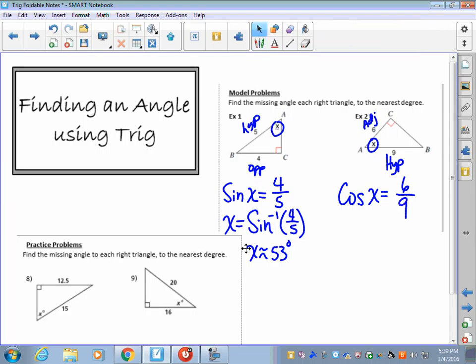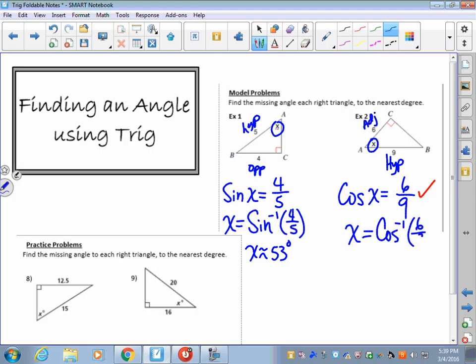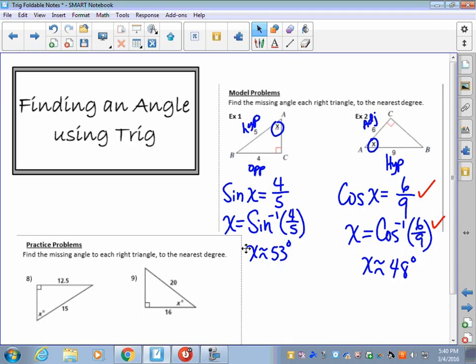Now, you're going to need to show the correct trig ratio, or at least the correct inverse trig ratio, to get partial credit. So, yes, points here. And then x equals cosine inverse of 6/9 as well, points. So for the solution, I went to our calculator, and I've already done this one, so x here is approximately 48 degrees.